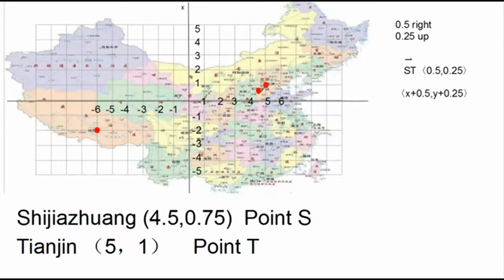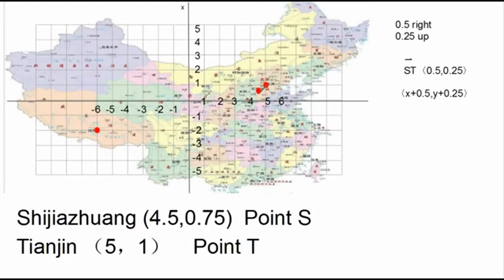Okay, and the last step. If you move from city S to city T, that's Tianjin, our destination. So it's 4.5 to 5. That's 0.5 to the right, positive. And 0.75 to 1 is 0.25 positive. So that's up. That's how to write it. ST 0.5 and 0.25. Or you can write it x plus 0.5 and y plus 0.25.